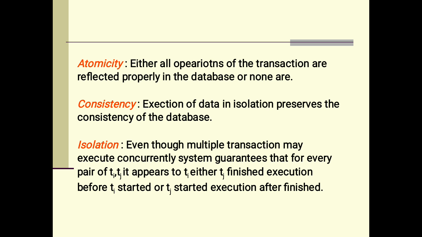Now let us see what is isolation. Even though multiple transactions may execute concurrently, the system guarantees that for every pair of transactions Ti and Tj, it appears to Ti that either Tj finished execution before Ti started, or Tj started execution after Ti finished. So at a time, only one transaction gets executed, and the next transaction has to check whether the first transaction has been completed, and only then does it start its execution.